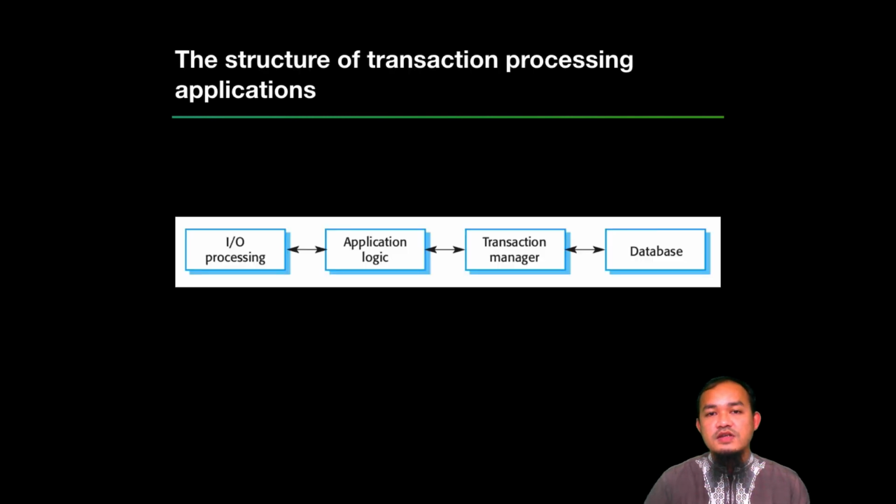In a transaction processing application, this is the architecture of that application. There is a transaction processing application that starts from application logic. We have I/O processing, application logic, transaction manager, and database. This is the application that we can implement through the architecture pattern.